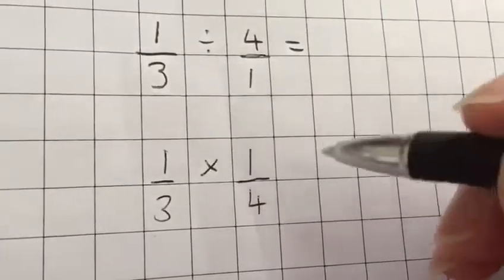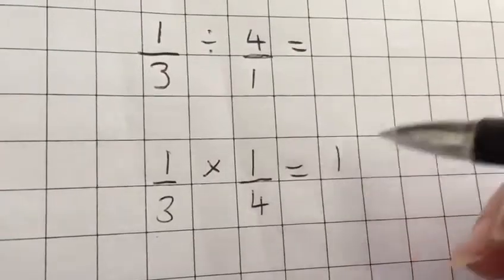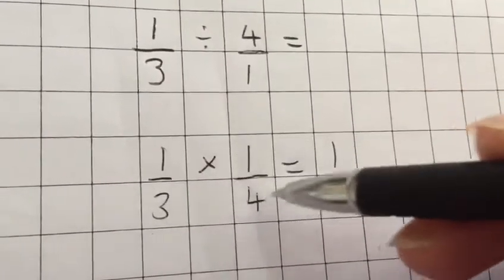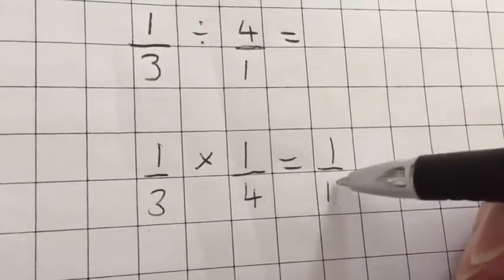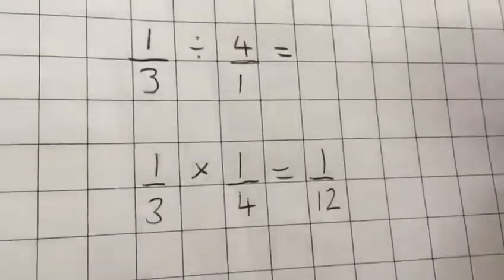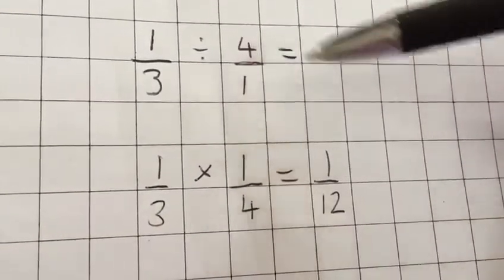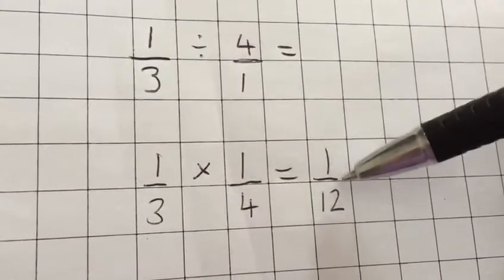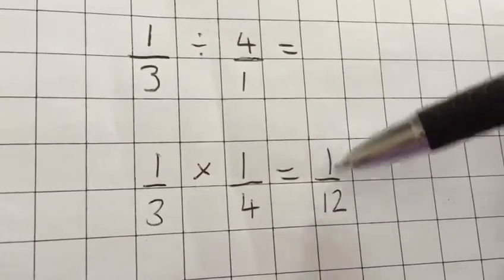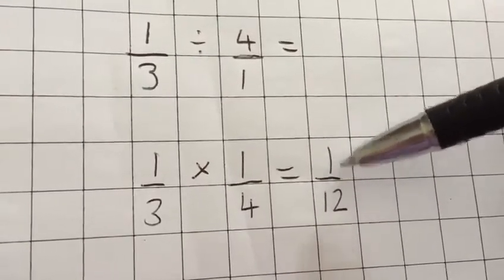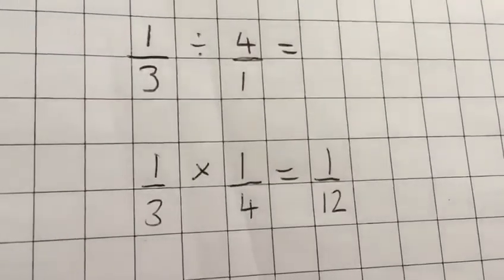So it's 1 times 1, which then equals 1, and then it's 3 multiplied by 4, which is 12. So our 1/3 divided by our 4 is actually 1/12. And if you put all those 4 lots of 1/12s back together, it gets you back to 1/3.